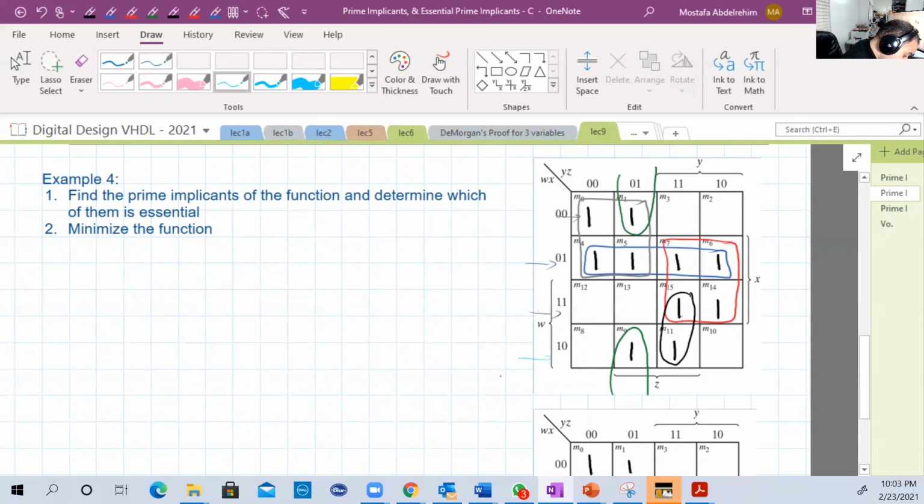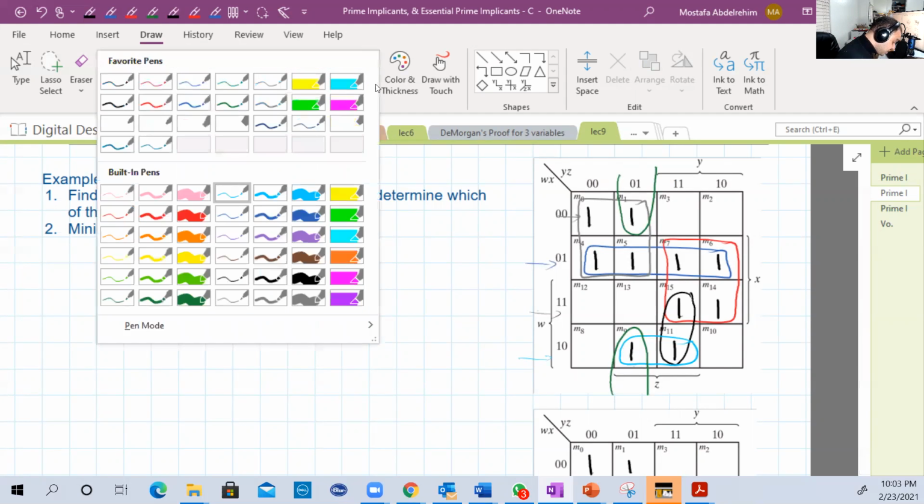Okay, now the last row. This one here belongs to the green, and can be grouped also with that one here. Okay, then the last one here, which is M11, belongs to the black and the cyan and no other group. Okay, we just finished all of them.